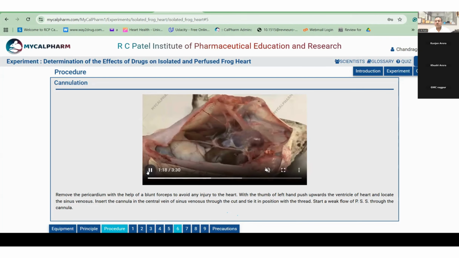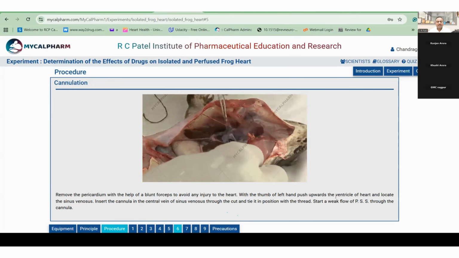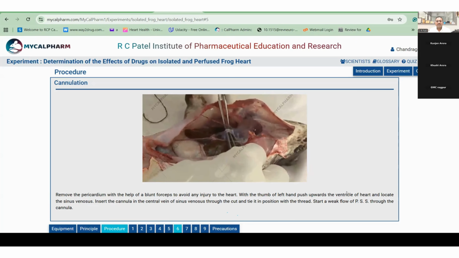If you want to hear the narration, if you want to listen to what is really described in this particular thing, then you just have to click on unmute, and you will be able to listen to the complete description of this particular experiment. All the procedures, all the steps, they will be narrated to you. So even this narration facility has been provided in this particular software package.